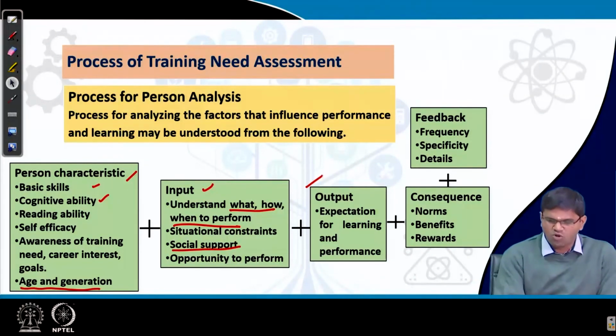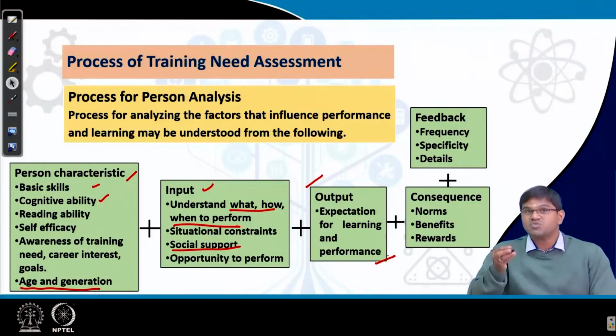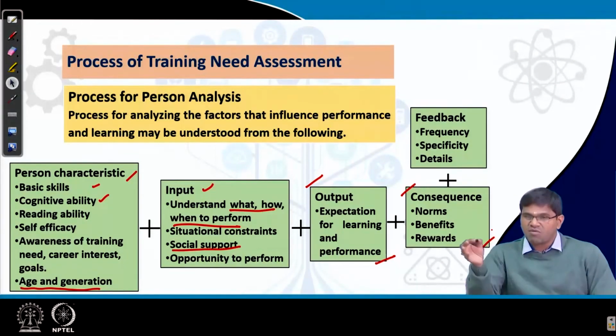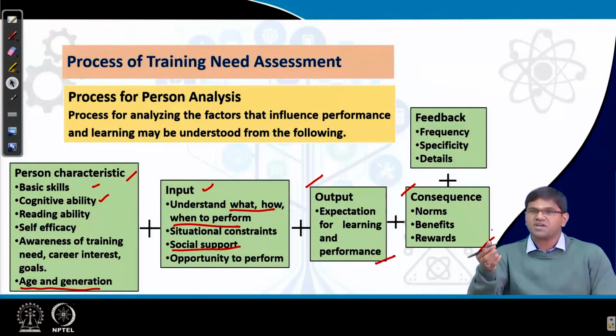Then comes output. What are the expectations for learning and performance? What my organization expects me to learn and perform through the training program. Then consequences. When I come out of the training program, what is the benefit if I perform well? How are the rewards going to be given? What is the norm? What are the expectations in my work group, that I should possess these standards of performance so that I can remain in my particular job role also.